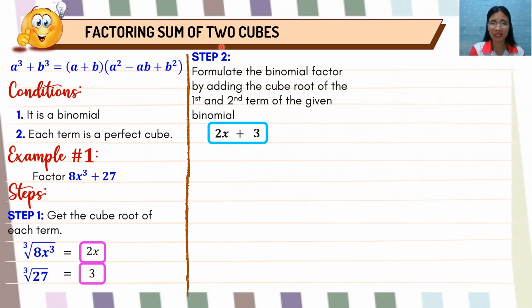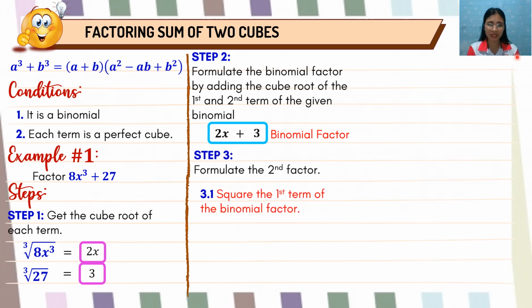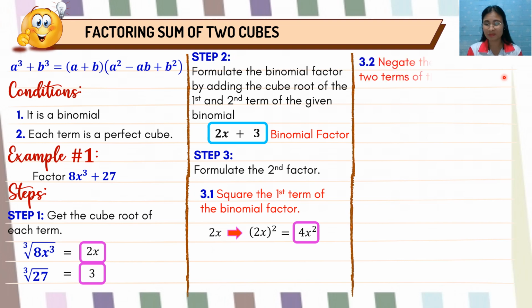Our next goal is formulate our trinomial factor. And how are we going to do that? Step 3, in formulating the second factor or the trinomial factor, first step, square the first term of the binomial factor. So our binomial factor first term is 2x. And squaring 2x, that is equal to 4x squared. So we have now one term.